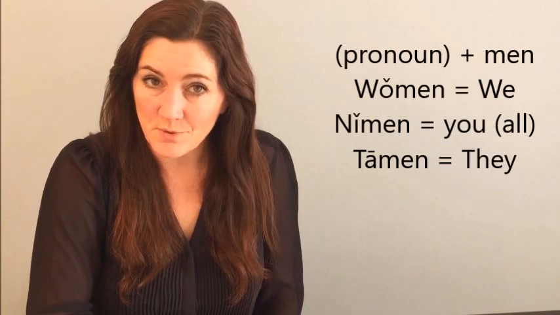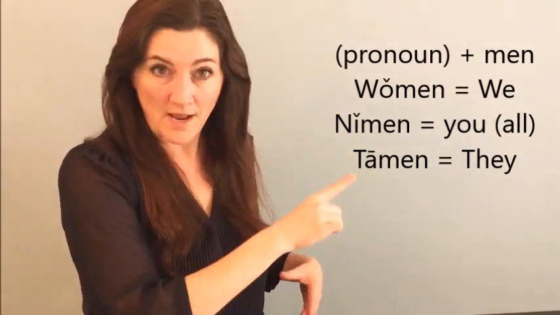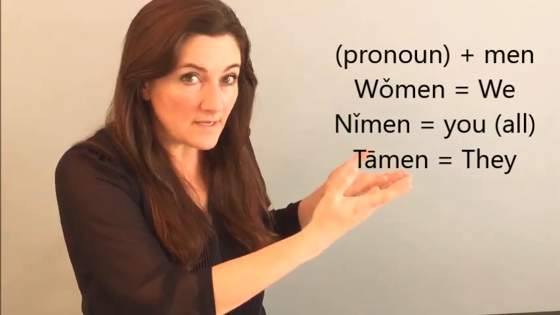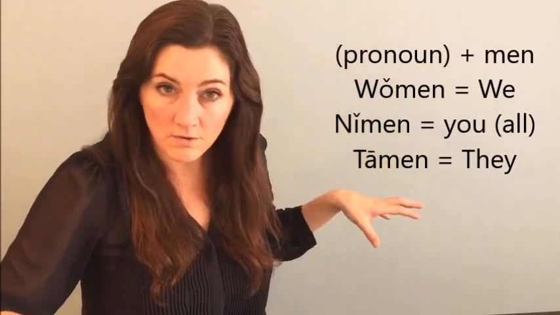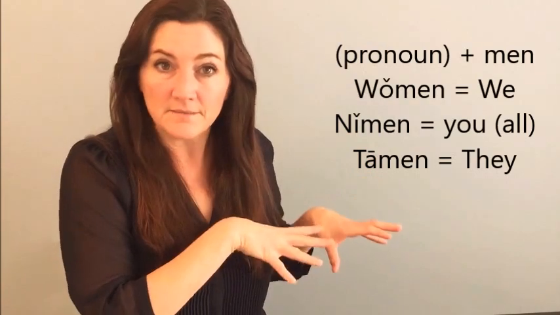All right, next thing, how to pluralize these personal pronouns. All you have to do is add a men on the end, and then each of these pronouns becomes plural. So 我 with a men becomes we. 你 with a men becomes you guys or you all, second person plural. And 他们 becomes they. Repeat after me.